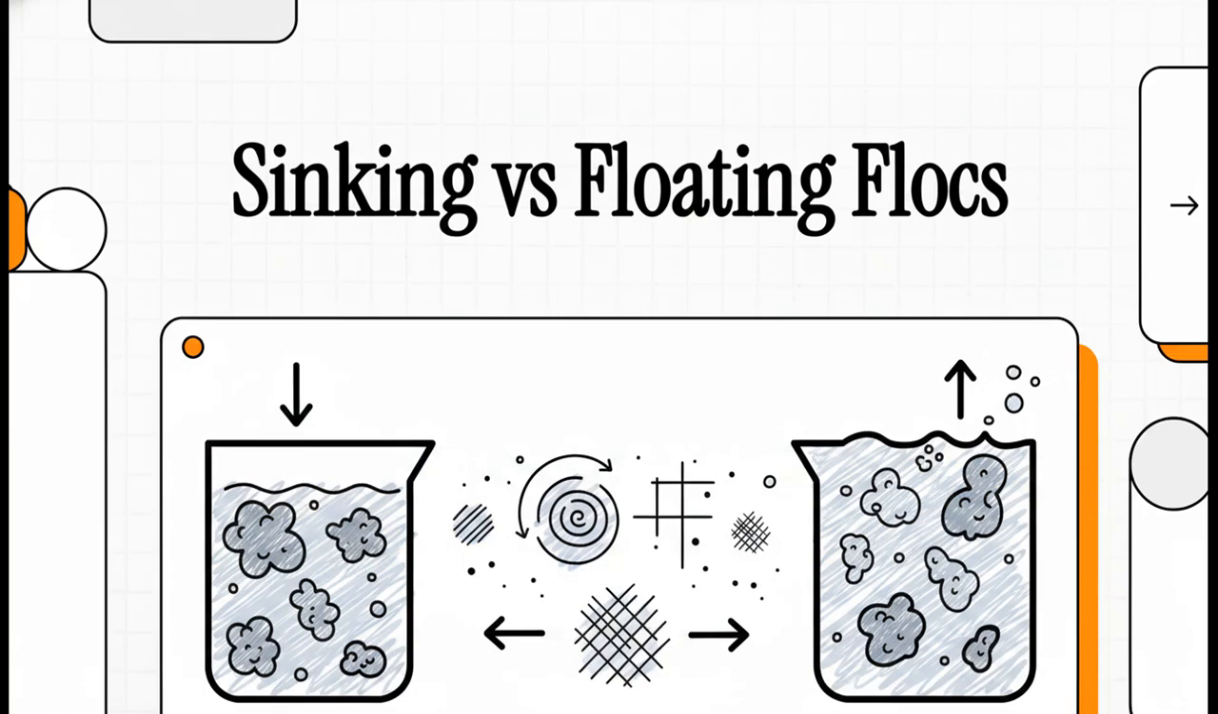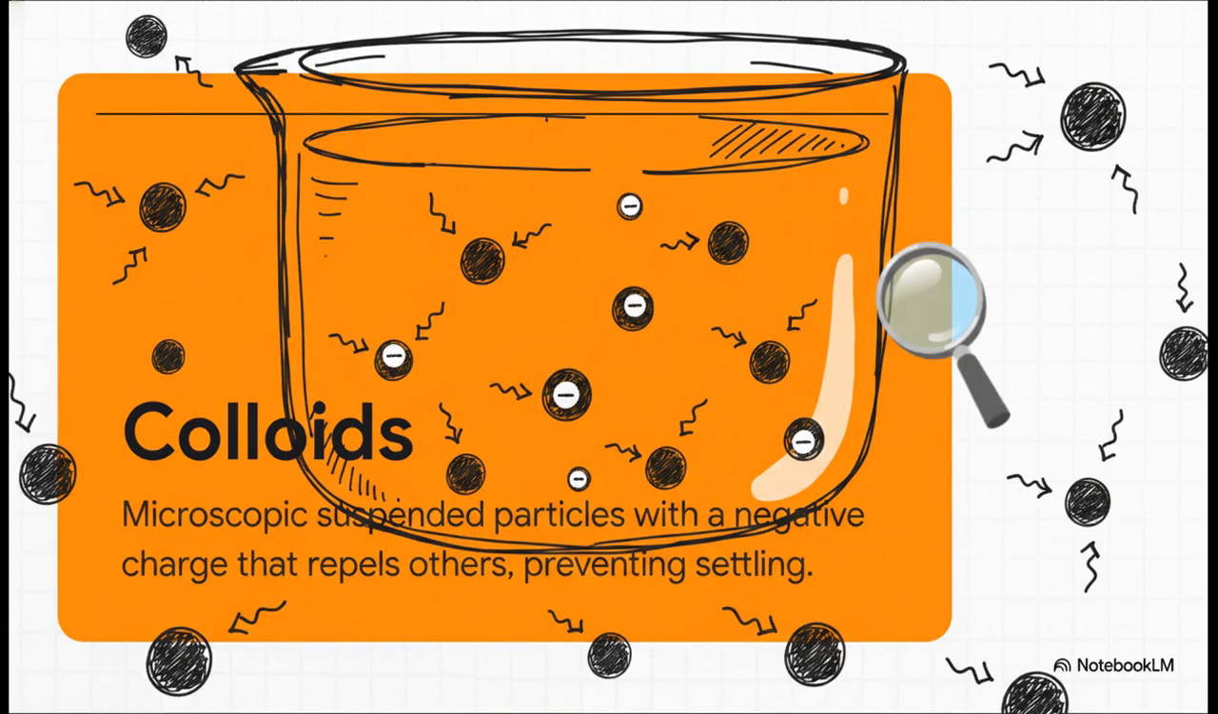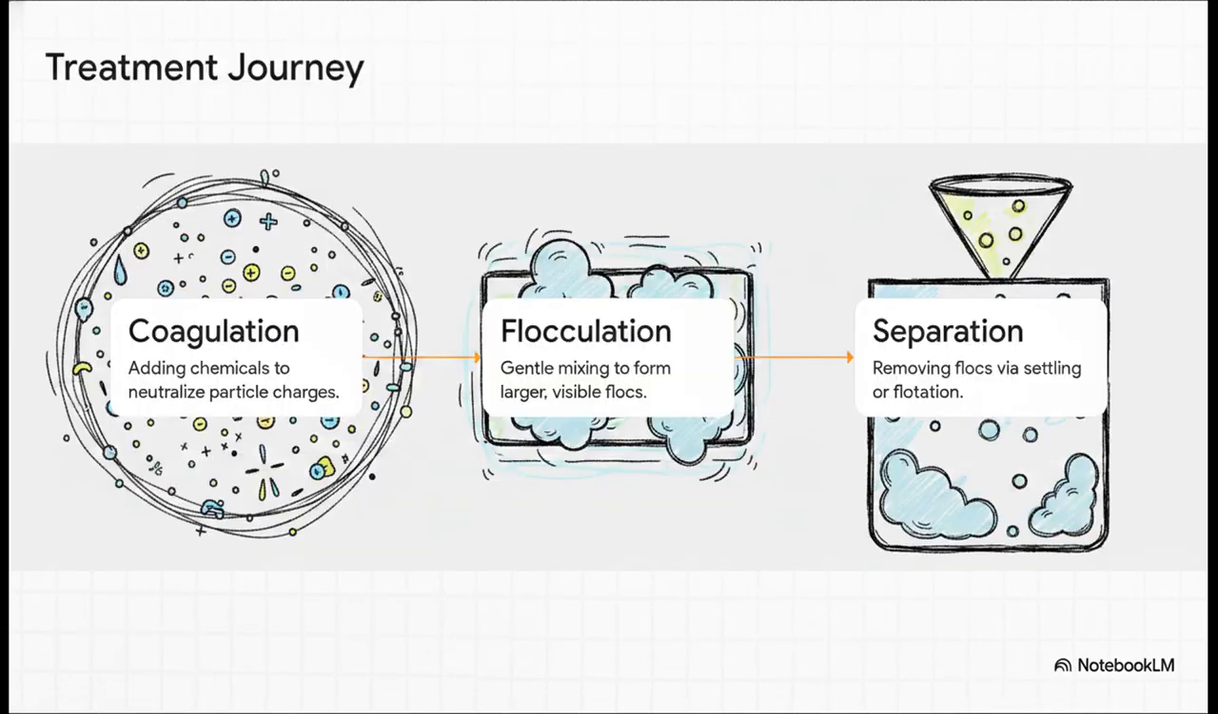Welcome to the Explainer. Let's jump right into the hidden physics of how our drinking water actually gets purified. Ever wonder how we strip out invisible dirt from water when it literally just refuses to sink? The main culprit here? Colloids. These negatively charged particles repel each other, so they'll never settle naturally. To fix this, engineers use a really clever three-step chemical and mechanical process to clean things up.